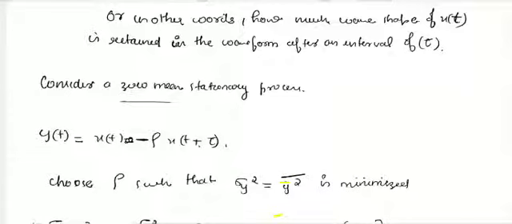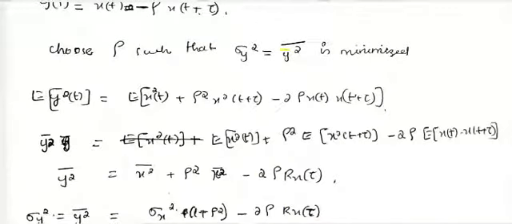Y square bar will be equal to sigma y square, and we have to choose rho in such a way that sigma y square will be minimized. So, what is sigma y square? Sigma y square is equal to y square the whole bar. So, y square the whole bar is nothing but the expected value of y square, which is equal to x square t plus rho square x square t plus tau minus 2 into rho x of t into x of t plus tau.